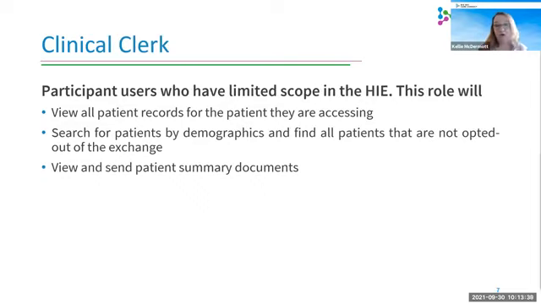And another common role is the clinician clerk. This is usually front office staff, coders, billers, some administrative staff have this role within the HIE. The clinician clerk can view patient records for the patient that they have information for to be able to search for. They can also search for patients by demographics and find all patients that are not opted out of the exchange. They're not allowed to override that. And they can view that patient summary document.